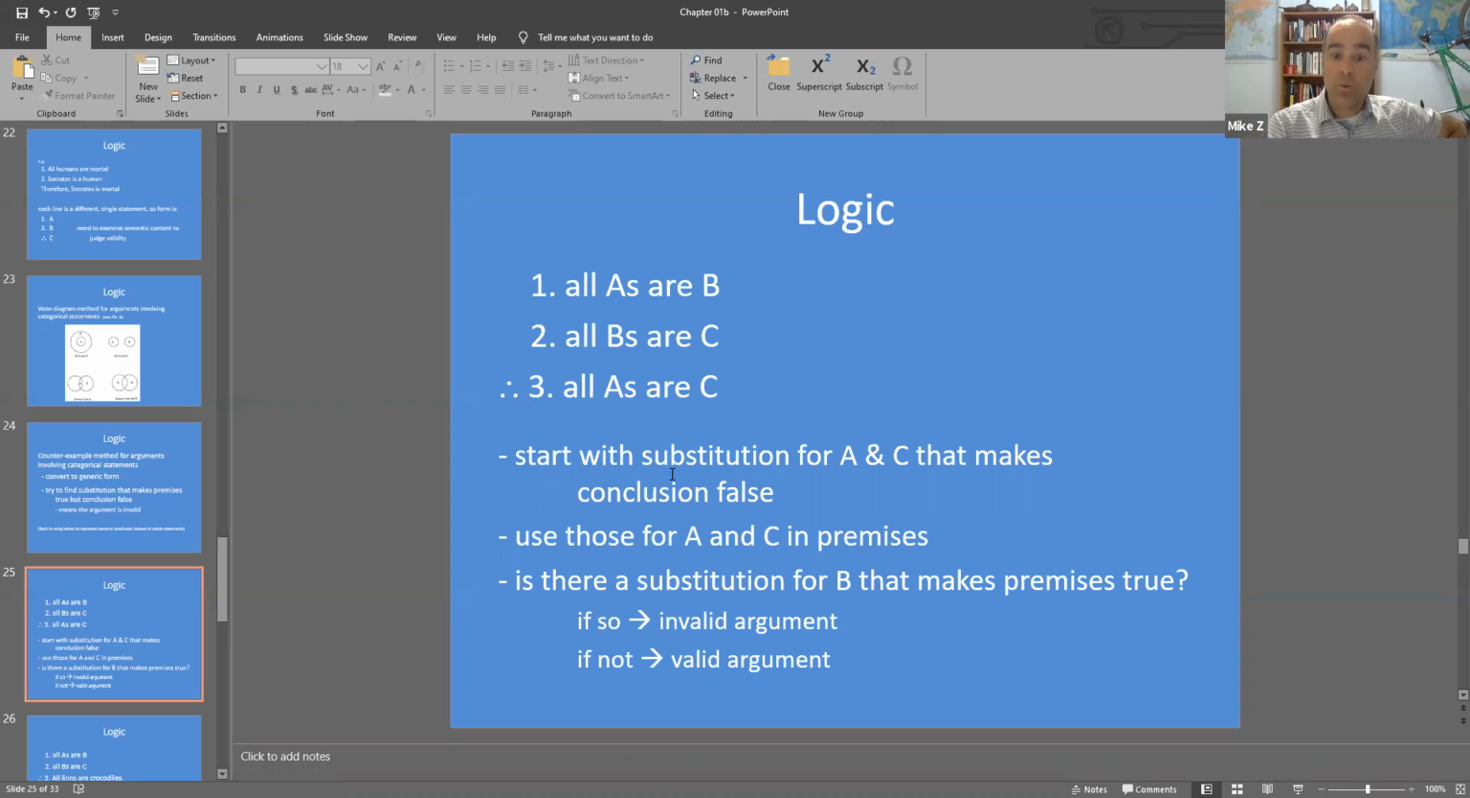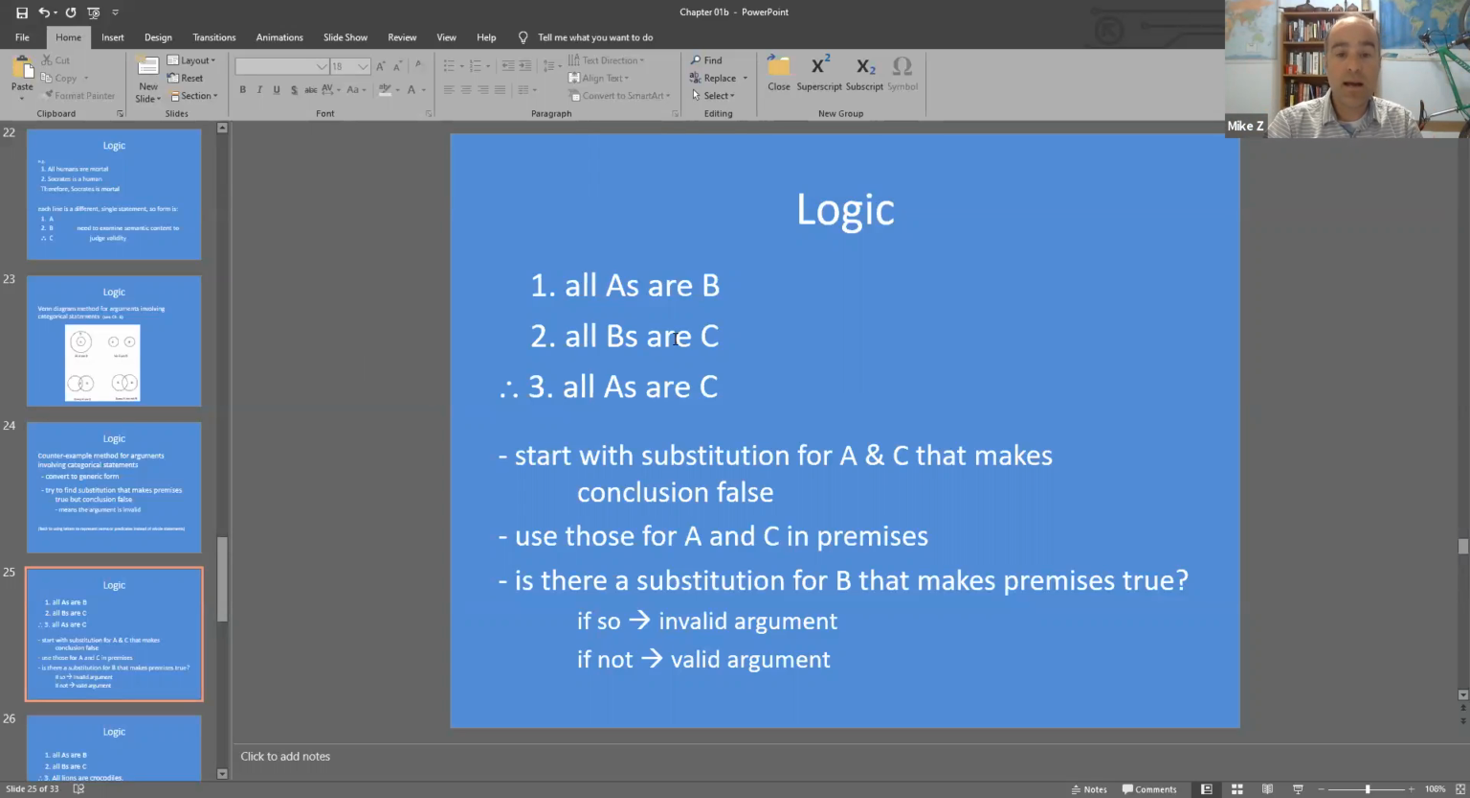Well, you start with a substitution for A and C that makes the conclusion false. So we're going to kind of work backwards here. You come up with something, regardless of what the English sentences were that you started with. Now you've just got this form here in front of us, and you want to come up with some terms for A and C to fit in there that are going to make that conclusion false.